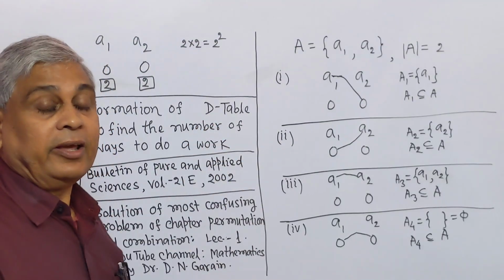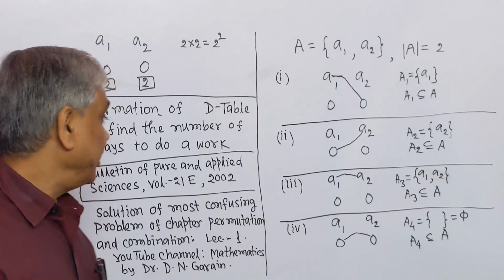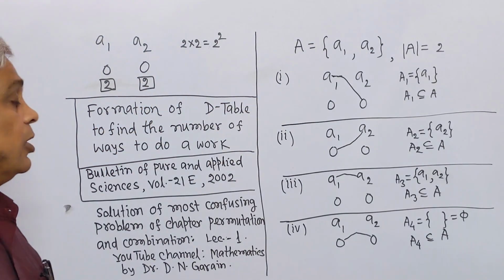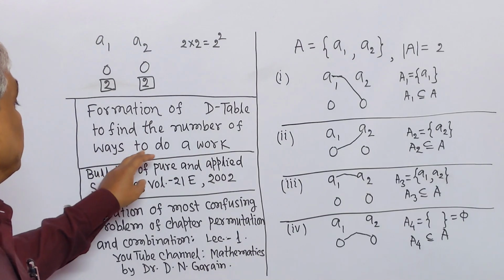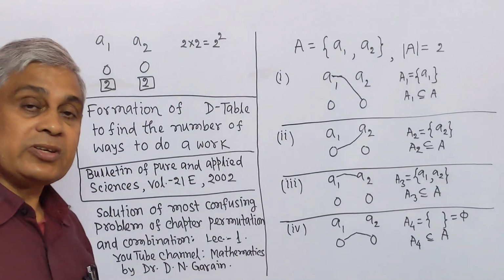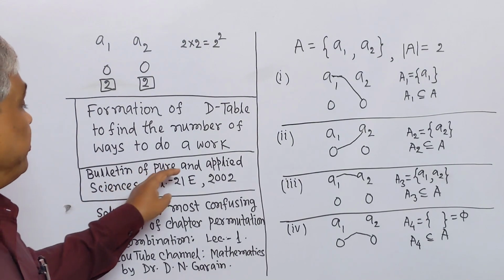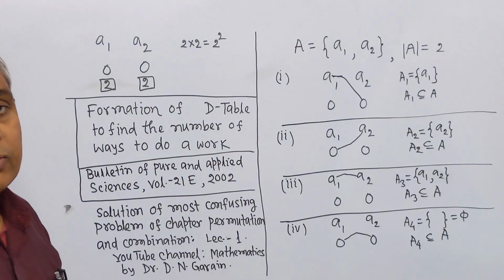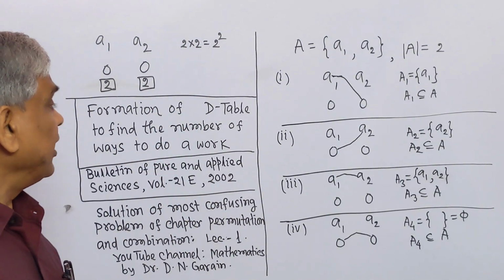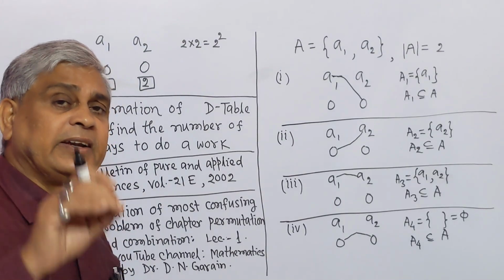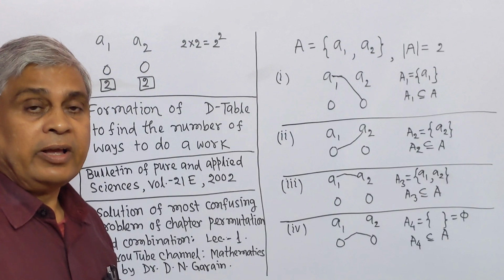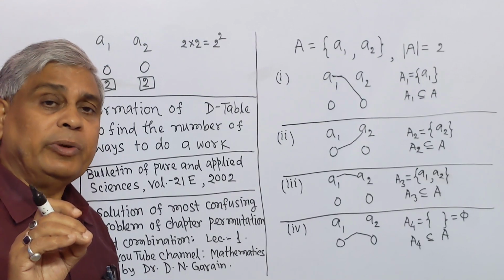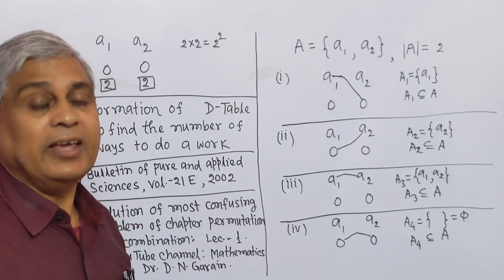D means D.N.Garain. I wrote an article in 2002. The title of the article was Formation of D table to find the number of ways to do a work. It was published in the journal Bulletin of Pure and Applied Sciences, volume 21E in 2002. In this article, I have given the detailed concept of D table, and with the help of the concept of D table, we may solve specific types of problems very easily.